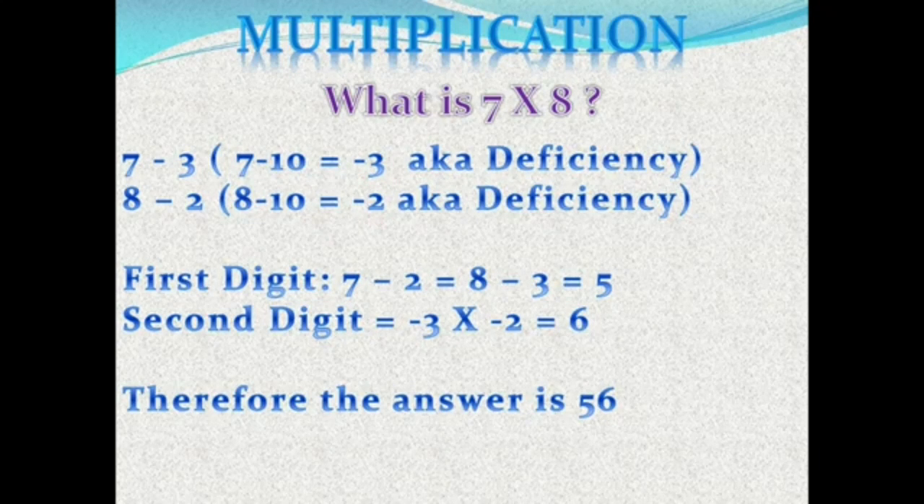And how to calculate the first digit? If I subtract 7 minus 2, it is 5, or if I subtract 8 minus 3, that is also 5. Once again, 7 minus 2 is 5, 8 minus 3 is also 5. So the first digit is 5 here. Coming to the second digit, it is the product of these two. If I multiply minus 3 and minus 2, that results in 6. Therefore the answer is 56.